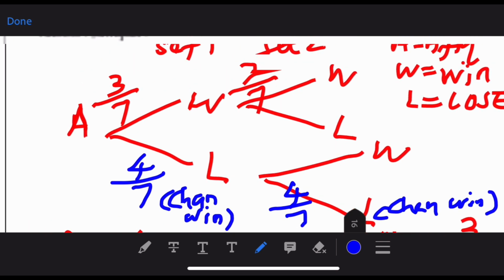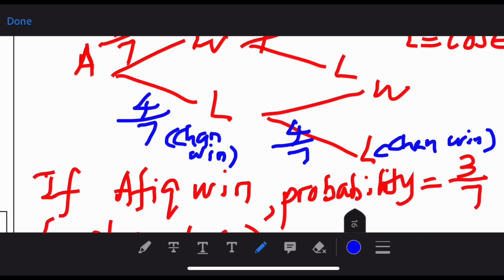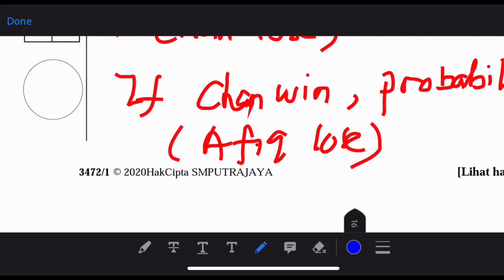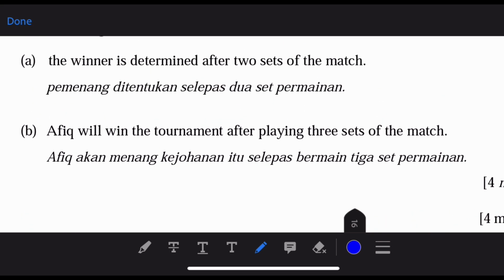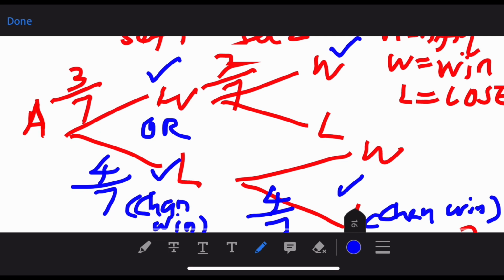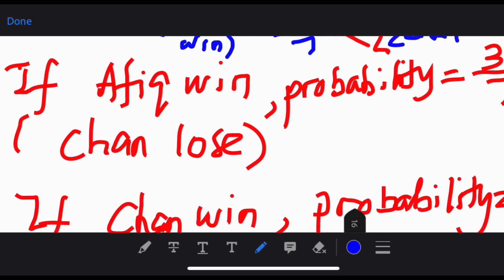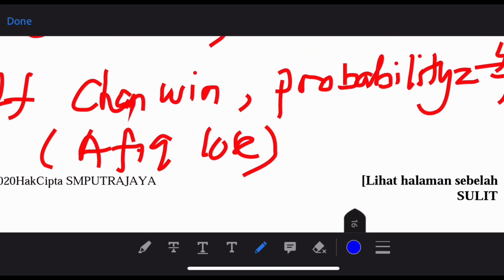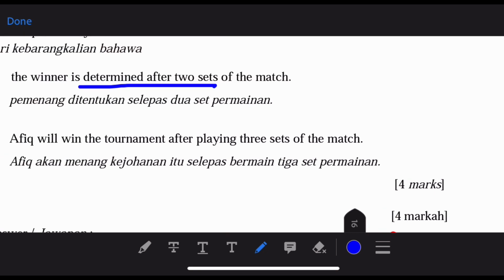So the question is asking you for the winner for the 2 sets. So you have to consider Afid win first and second set, or Chan win for the first and second set. The winner is determined after win for the 2 sets of the game, right? Okay, so let's write down the answer.